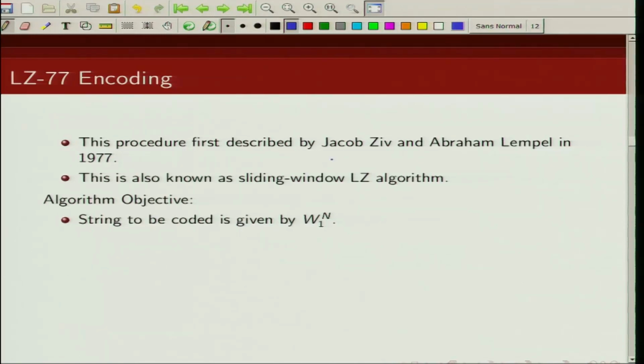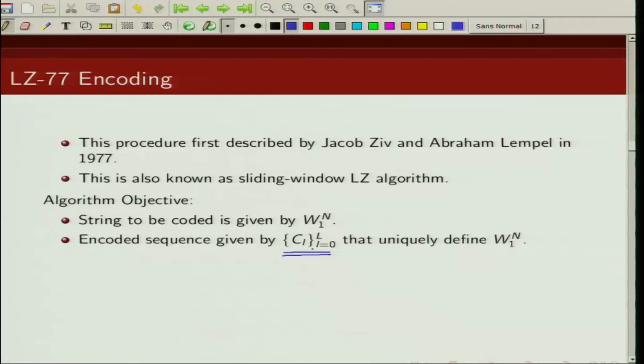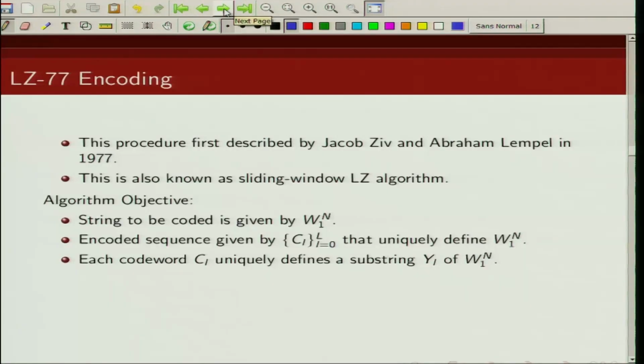This Lempel-Ziv 77 algorithm was given by Jacob Ziv and Abraham Lempel in 1977, and this is also known as the sliding window version of the Lempel-Ziv algorithm, and it's a dictionary based source compression algorithm. We'll talk about that. So we are given a string of n bits that we want to compress, and the set of code words is given by C(l), and these code words uniquely determine the substrings. This set of code words completely describes the string that we are encoding. Now, as I said, this block of n bits is described by code words.